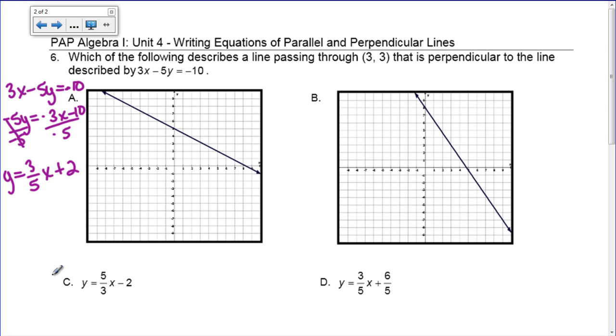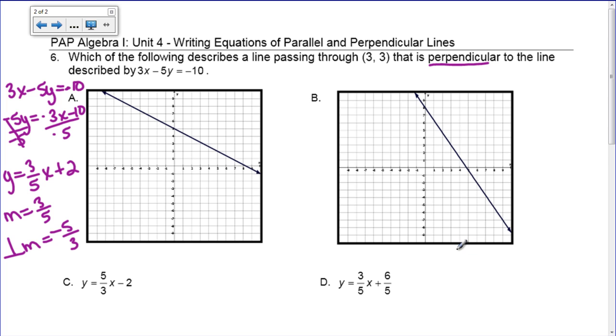So there's my equation. I need a perpendicular line. So the slope of this is 3/5. But what I need is the perpendicular slope. So I have to flip this to 5/3 and change the sign. So my flipping opposite slope would be -5/3.